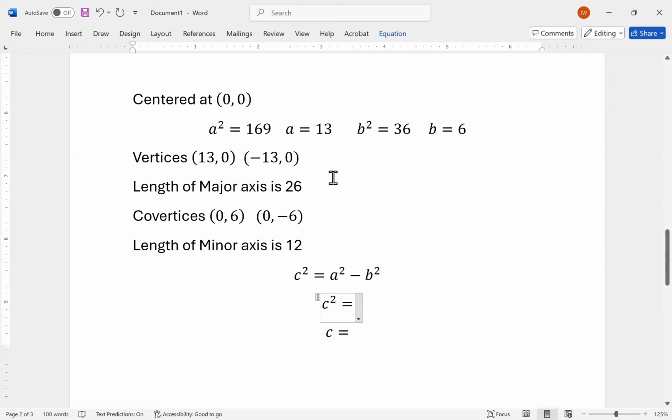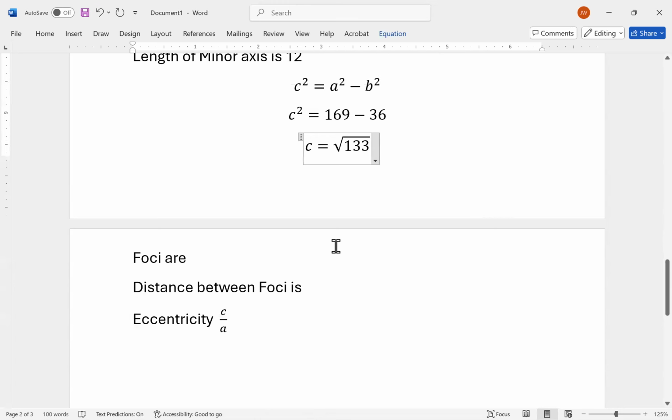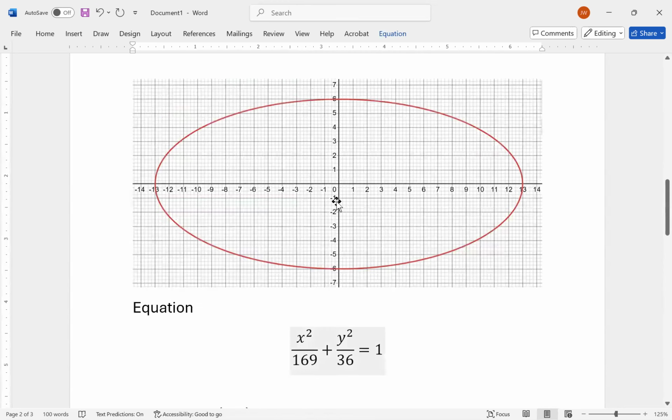c squared is going to be a squared, 169, minus b squared, which is 36. If I take 169 and subtract 36, I get 133. That is not a perfect square, so we just say that c is the square root of 133. Now, what does that mean about the foci? Well, the foci are square root of 133 to the right and to the left of my origin. They're right and left because we're stretched out more right and left than up and down.